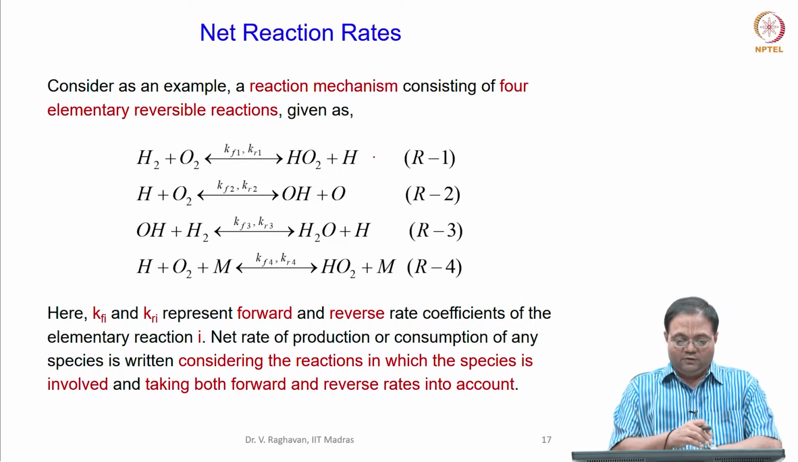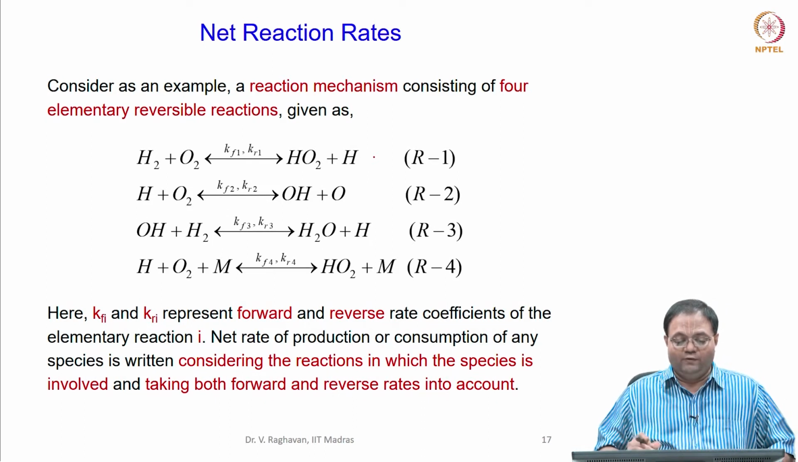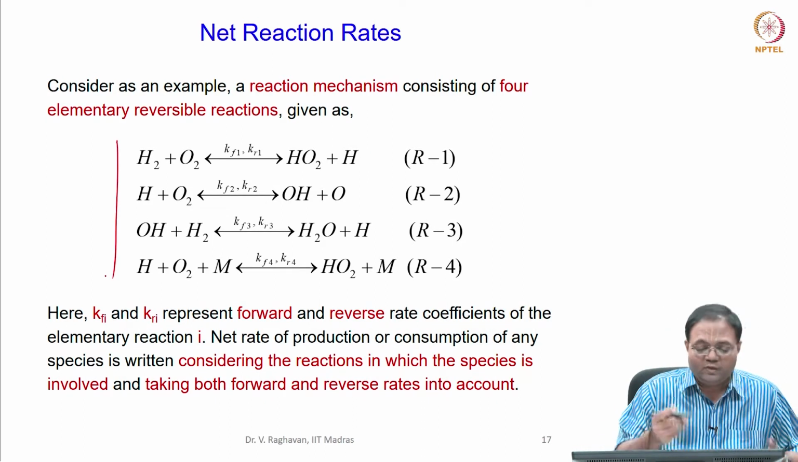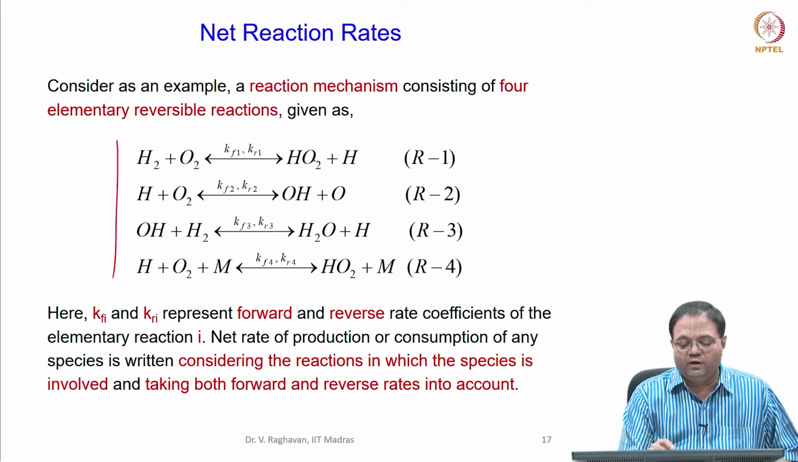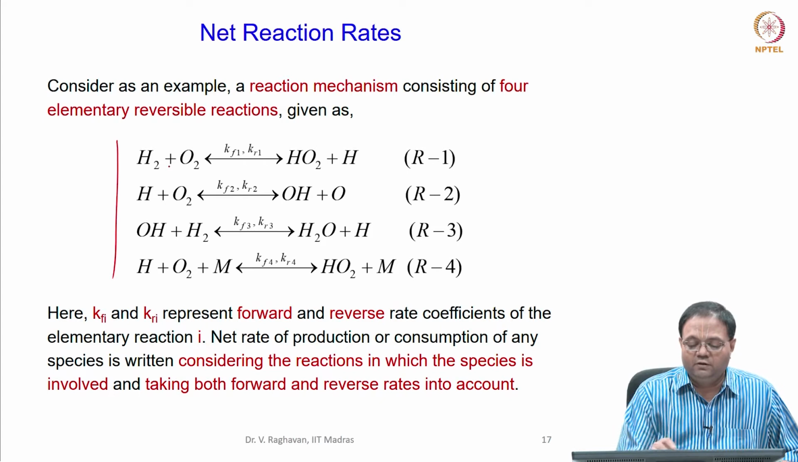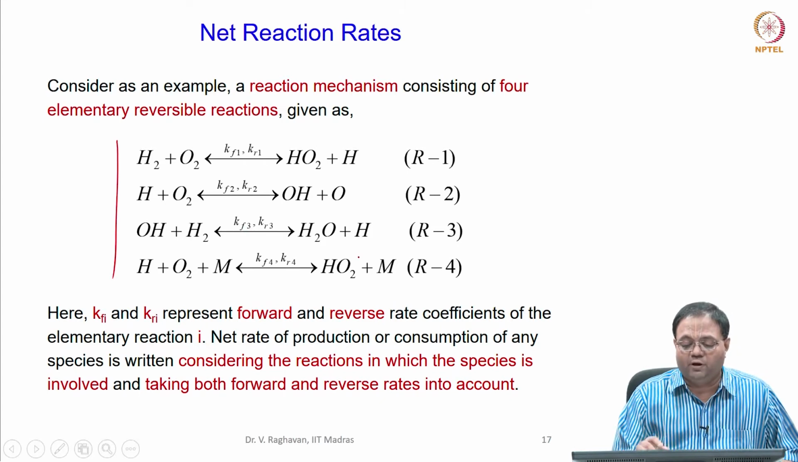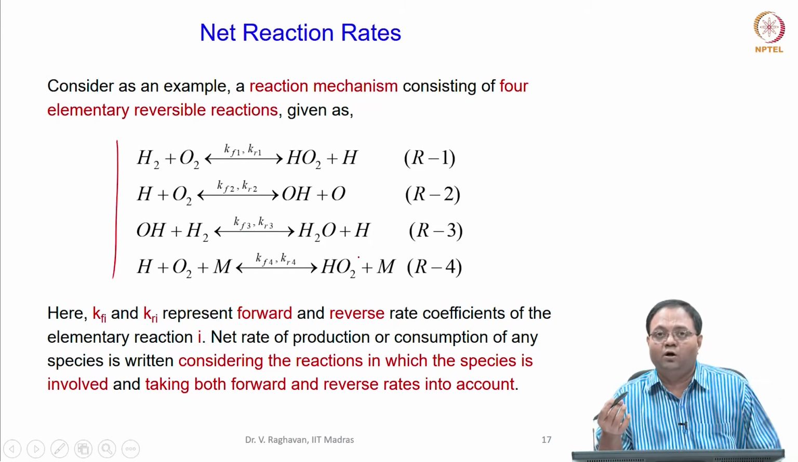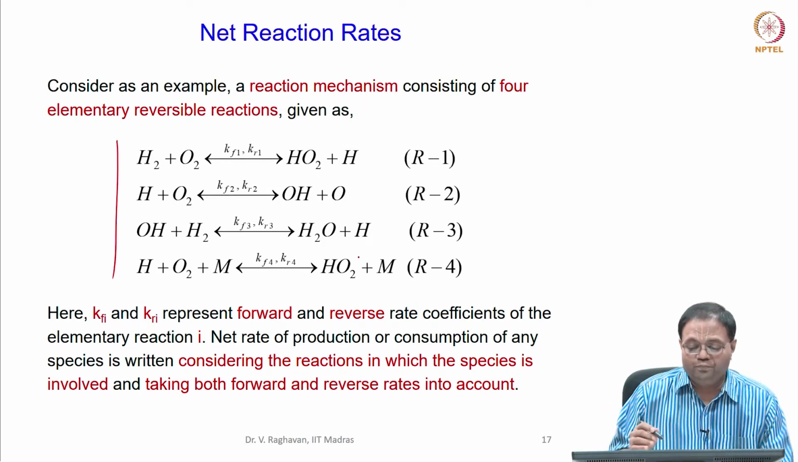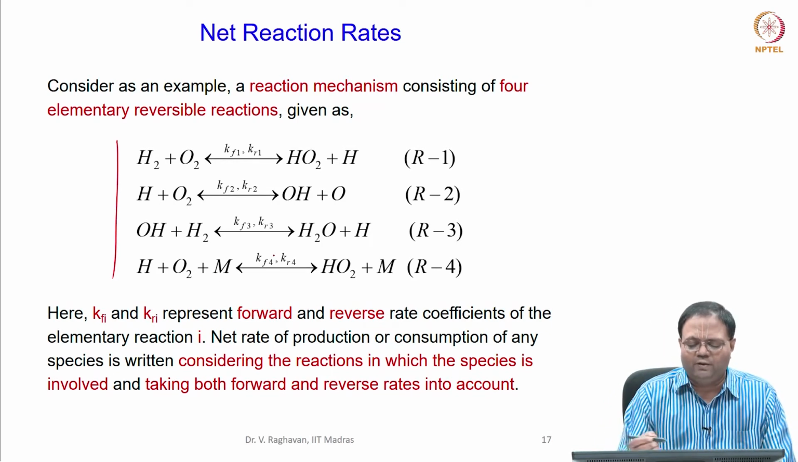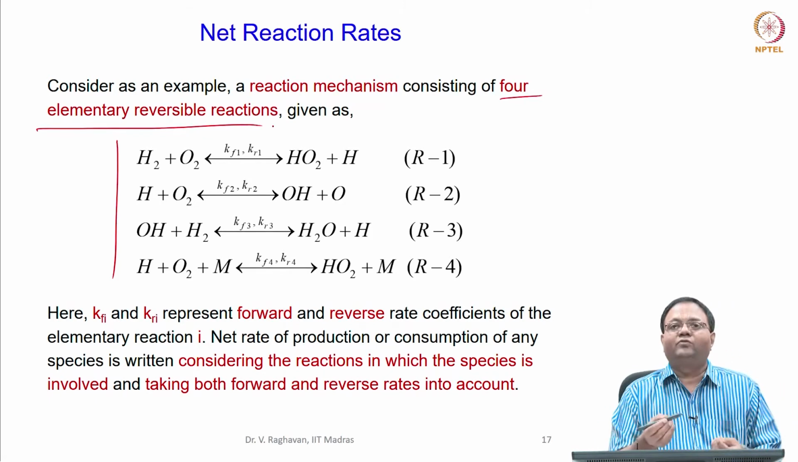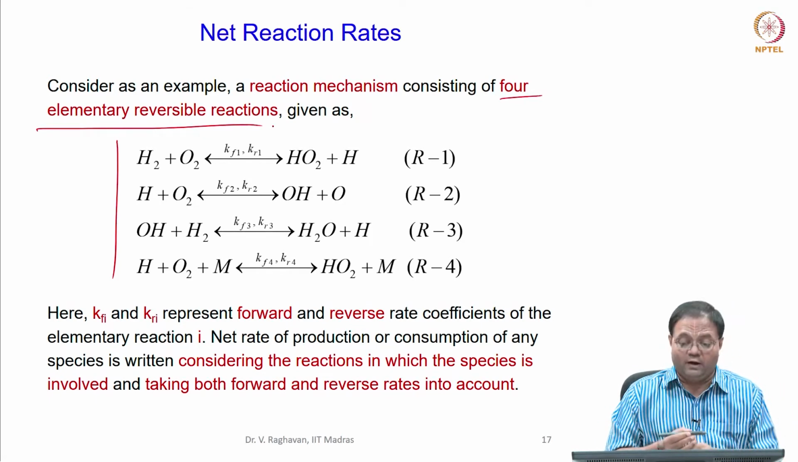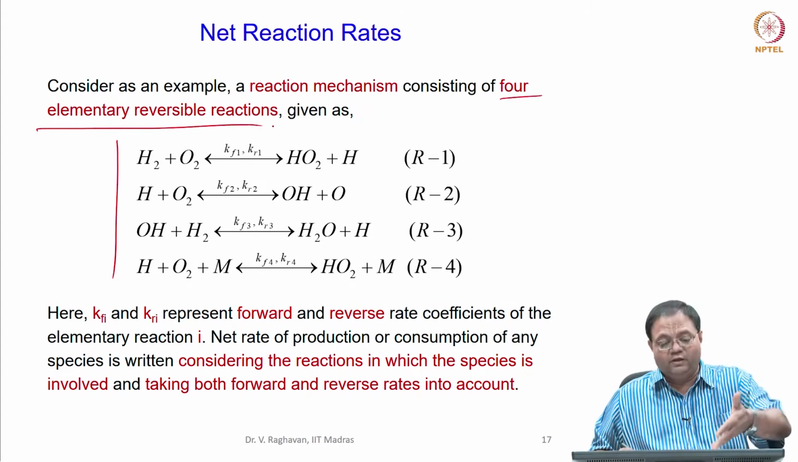The next topic is net reaction rates. When you have several reactions like this, H2 plus O2 reversibly giving HO2 plus H, you can see that these are some of the reactions participating in hydrogen oxidation. So this is a mechanism. I am just selecting 4 elementary reversible reactions in this, to demonstrate how you calculate the net reaction rate considering these 4 reactions.